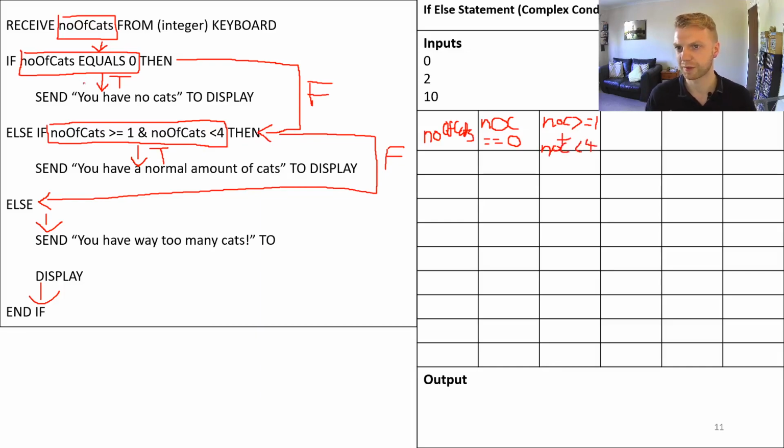Now we can actually work through it. So we've got number of cats here, receive it from the keyboard. So the user's going to type in a number, they're going to type in 0, and what's going to happen is the computer is going to check if the number of cats equals 0. Well, what do you know? It is equal to 0. So the first one is true, and it will say you have no cats to display. So you have no cats.